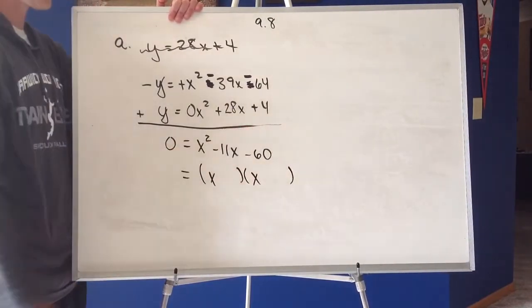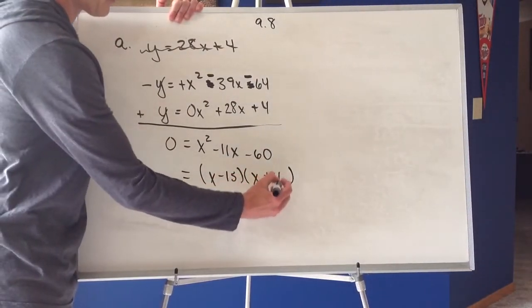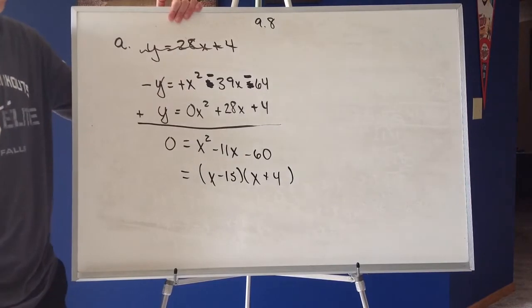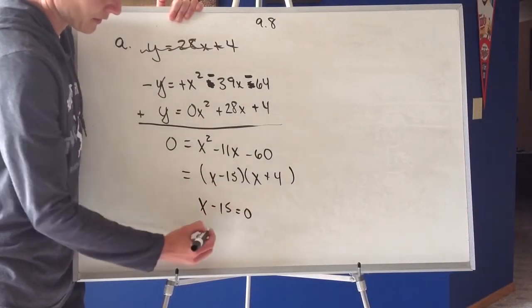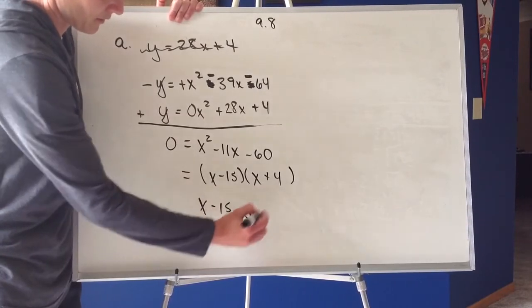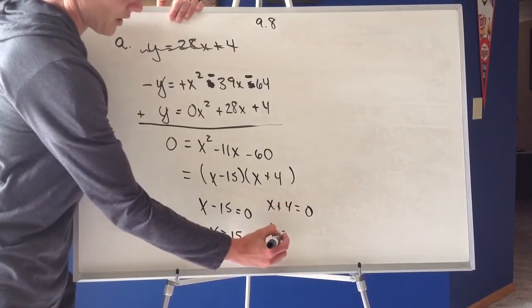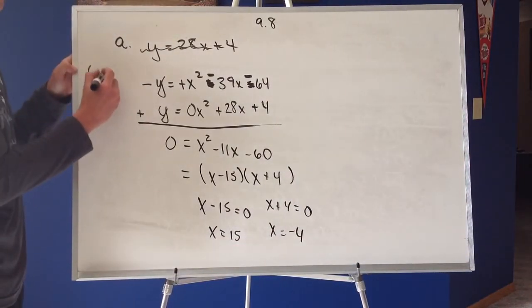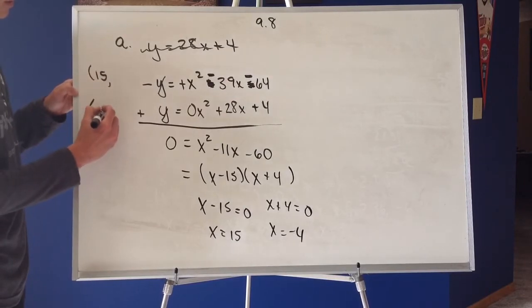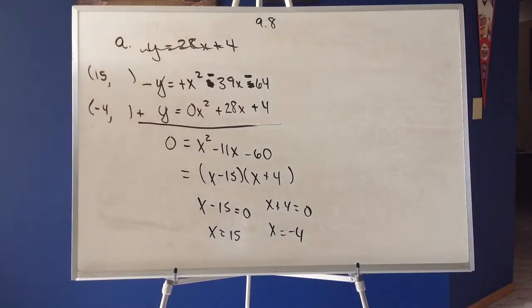Factors in negative 60 that give me negative 11 would be negative 15 and positive 4. Set those equal to 0, and you get the two x values that you need. So that means one of them is going to start with 15, and the other one's going to start with negative 4, and then I just need to find their buddies.